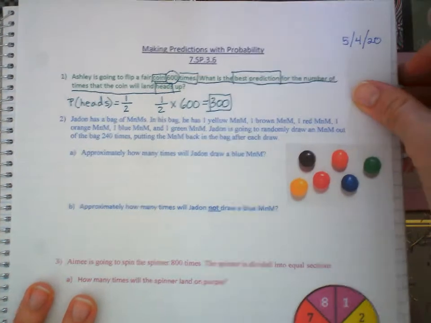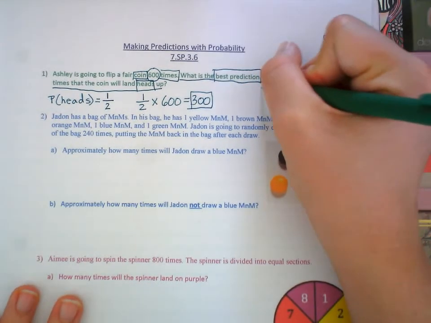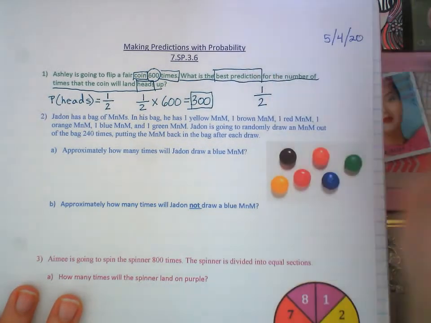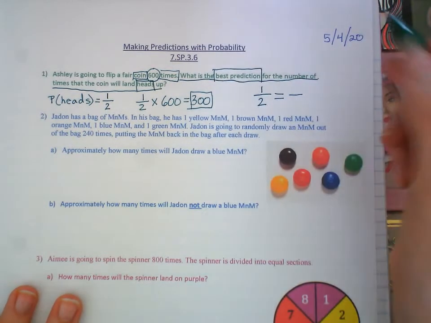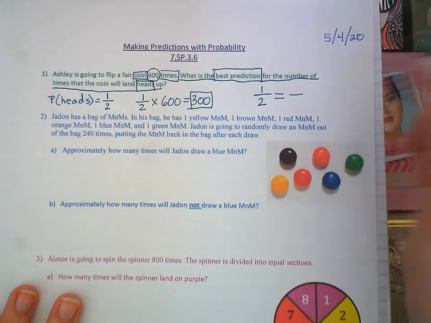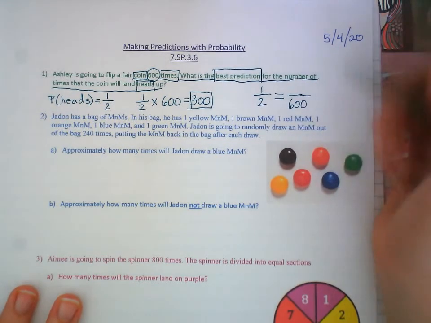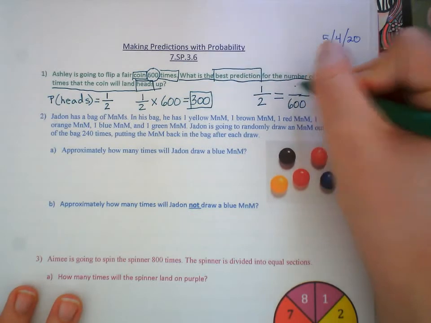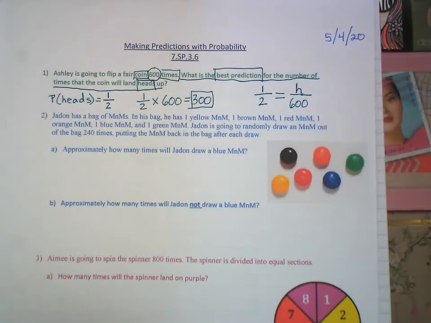The other way that you might be more comfortable with is setting up a butterfly. On the left side, you do the probability. So 1 out of 2 times you're going to flip heads. Fraction equal to fraction. Now, we're doing the experiment. How many times are we doing the experiment? 600. How many times are we going to get heads? We don't know, we're trying to figure that out. So you could put an H for heads, you could put an X, whatever.